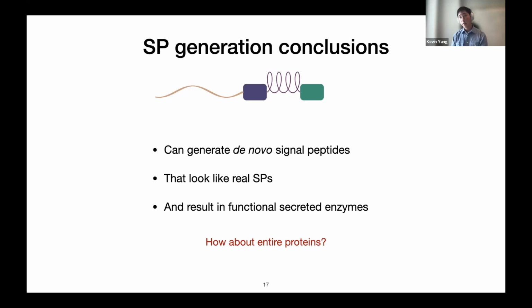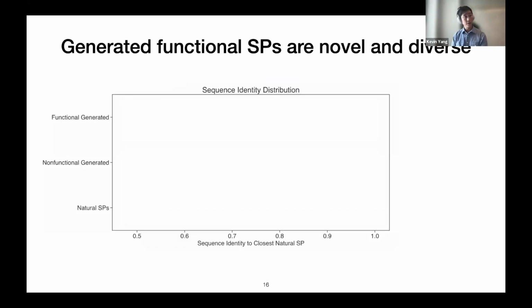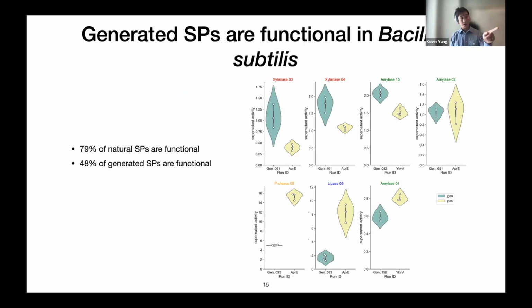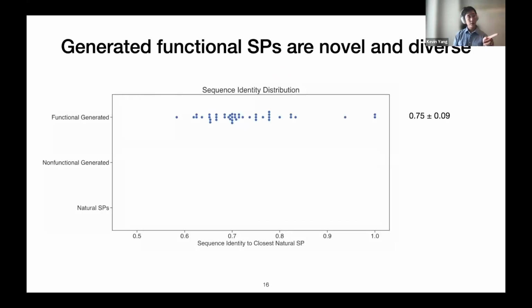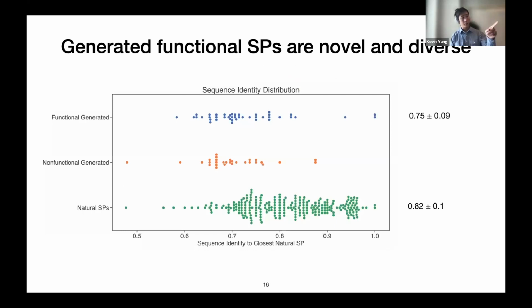So the functional ones in the plot I showed on the previous slide are the ones that are here. So they're the ones that are in the teal. I think that answers the question. So here, the blue ones are the teal ones from the last slide. The natural signal peptides here are the orange, yellow ones from the last slide. And non-functional are the ones we generated that didn't work.